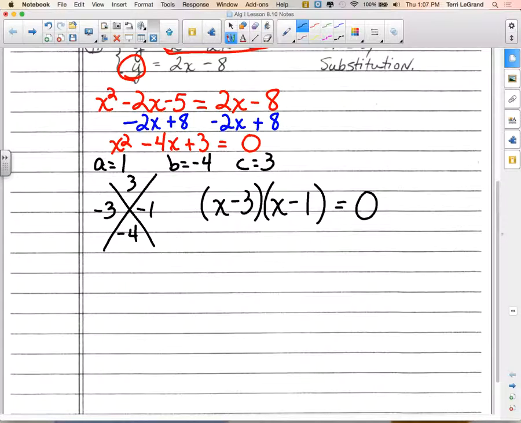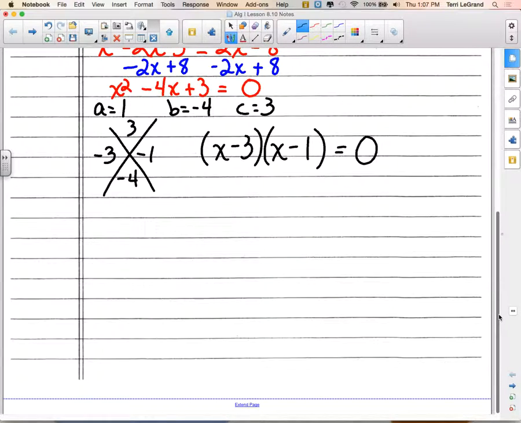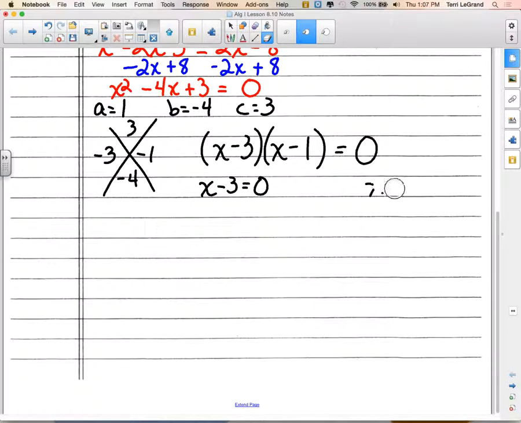Okay, so now what we're going to do is use our zero product property, which says set each factor equal to 0 and solve for x. Well, at this point, these should almost be no-brainers. What's the first one? X equals 3. And this one? X equals 1. So are we done?